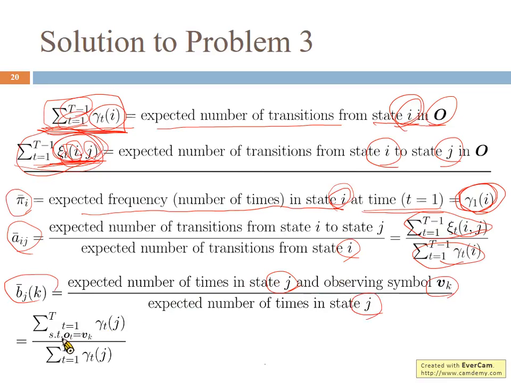So here we can calculate it like summation over t equal to 1 to capital T, such that the observation O_t is equal to V_k, and the gamma_t(j) divided by all possible gamma_t(j). So that's the estimating probability of the initial probability, transition probability, and the observation probability.